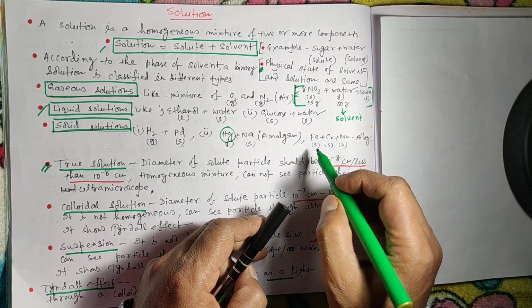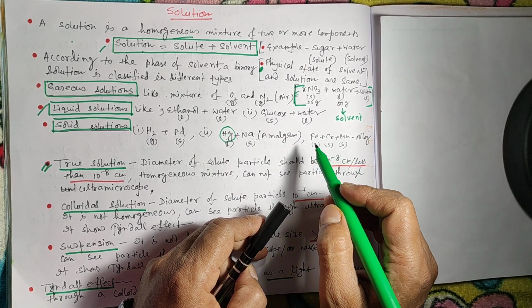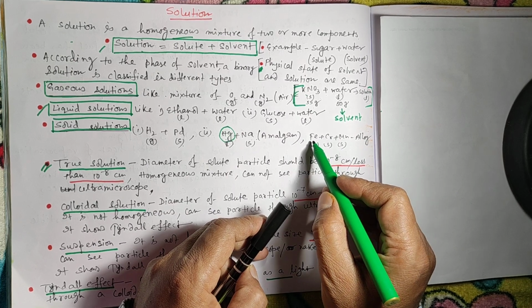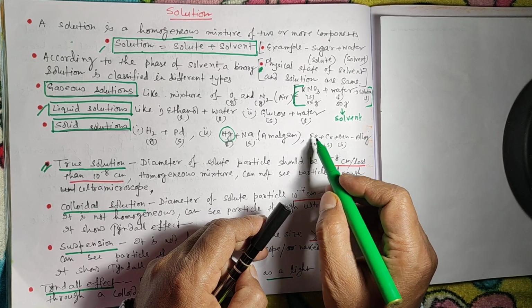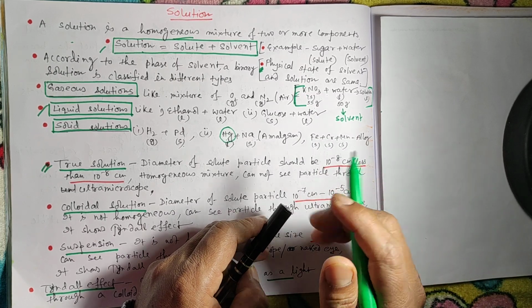And another one is stainless steel. This is a very common example, and the composition is iron, chromium and manganese. This is basically an alloy.